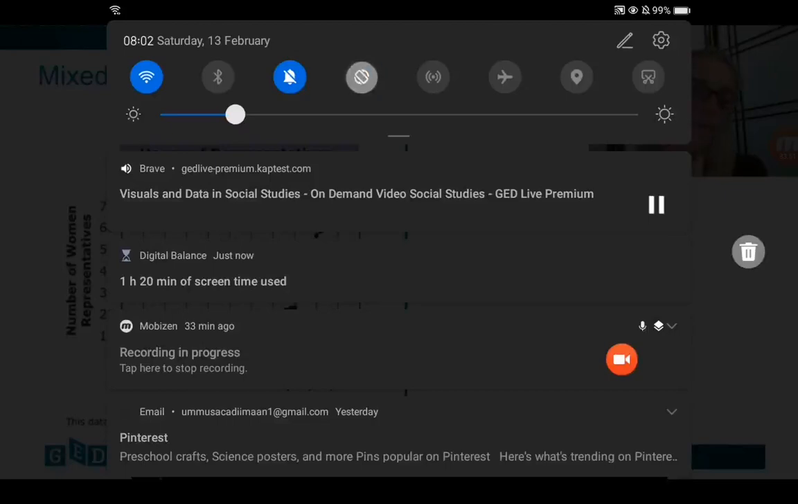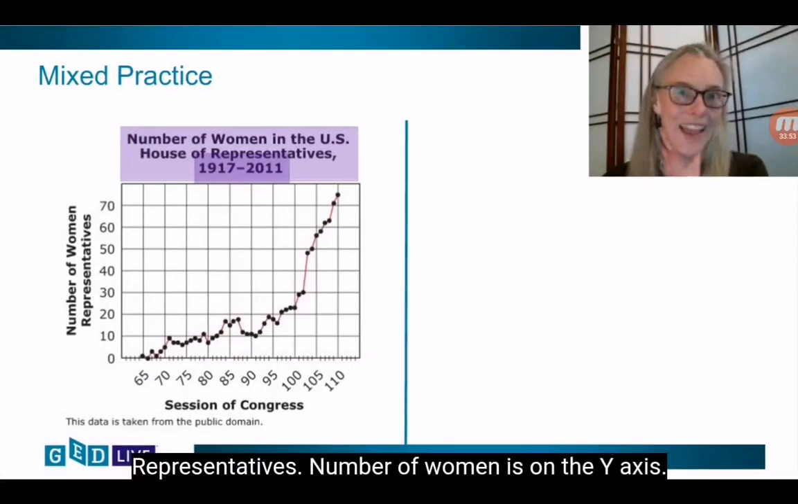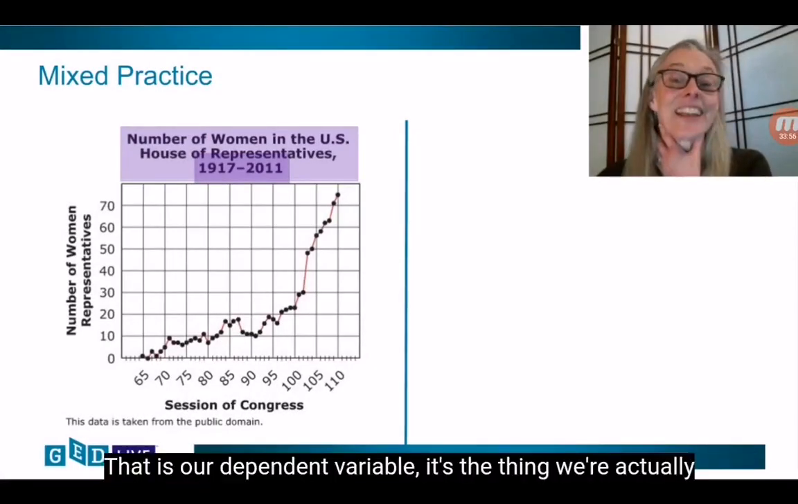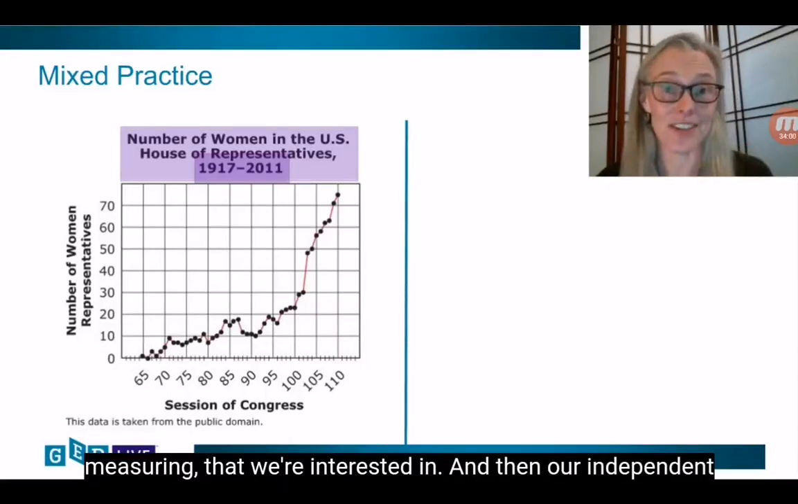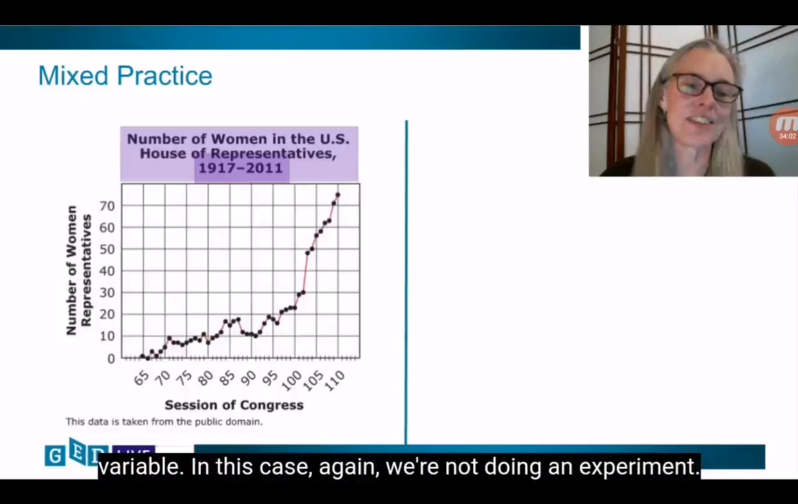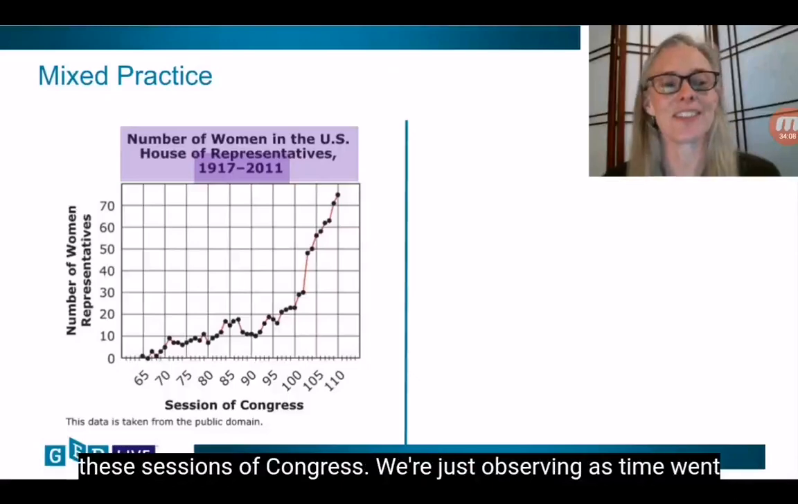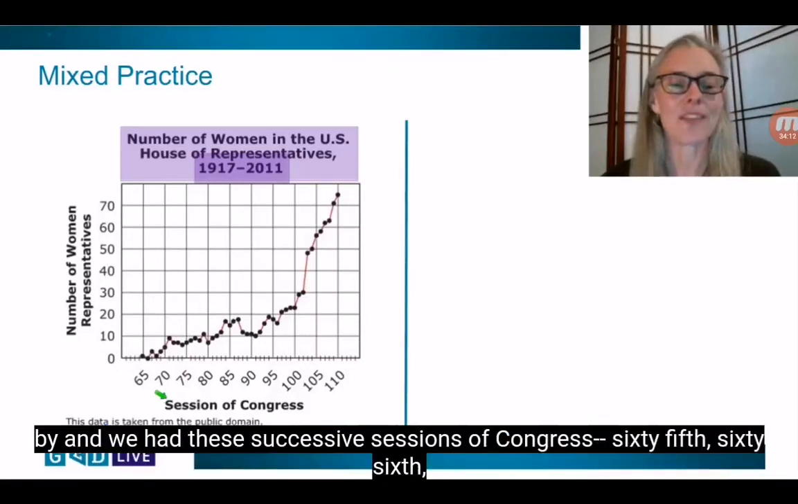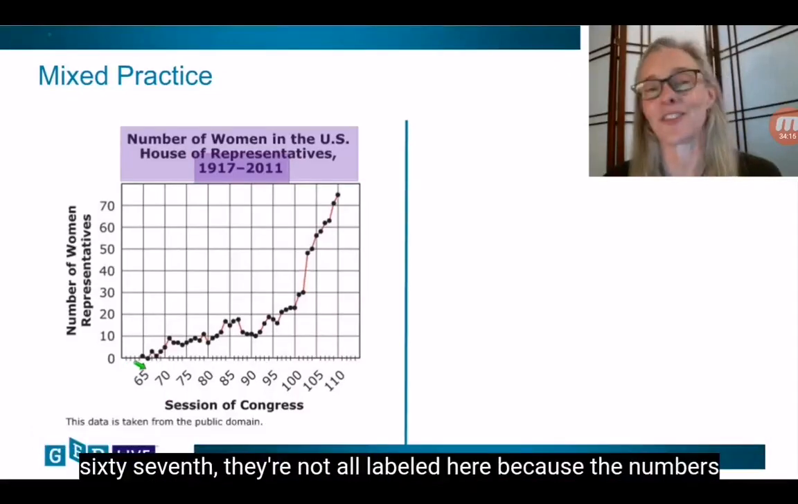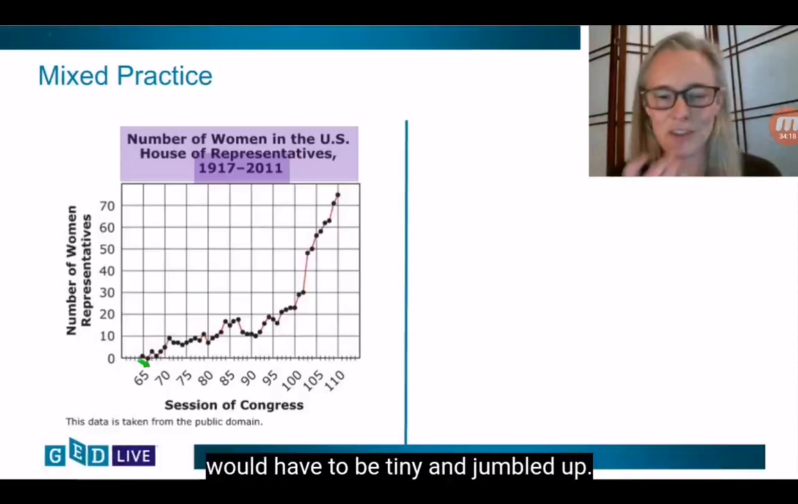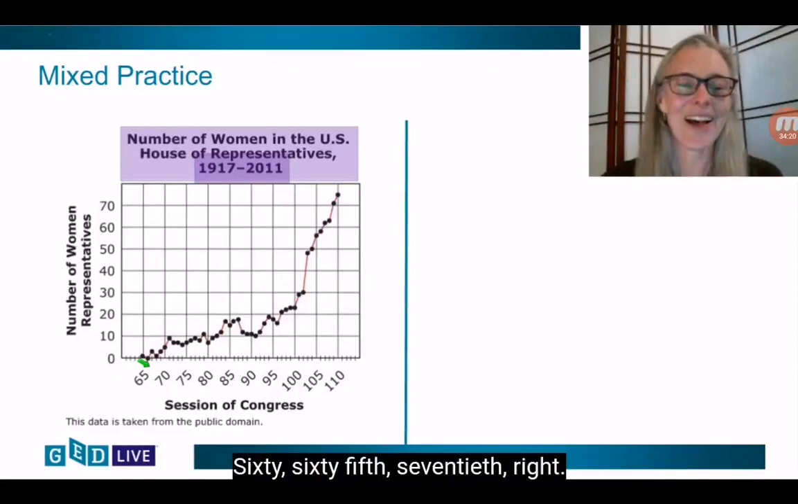Right? Number of women is on the y-axis. That is our dependent variable. It's the thing we're actually measuring that we're interested in. And then our independent variable, in this case, again, we're not doing an experiment. We're just making an observation. Our independent variable is these sessions of Congress. We're just observing as time went by, and we had these successive sessions of Congress, 65th, 66th, 67th. They're not all labeled here because the numbers would have to be tiny and jumbled up, right?